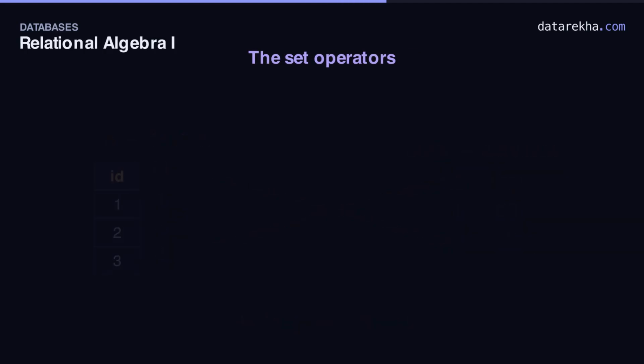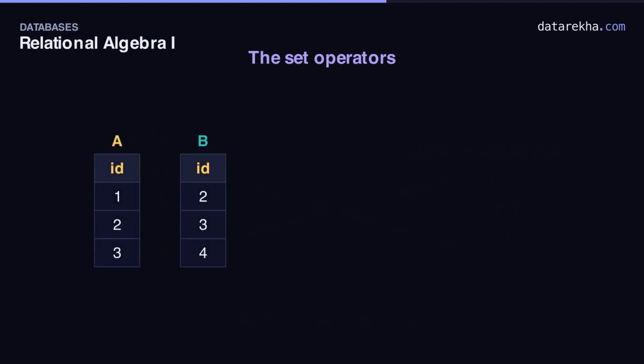Back to our compatible pair. A holds 1, 2, 3. B holds 2, 3, 4. They overlap on 2 and 3. Keep them both in view. We'll run all three set operators on them.